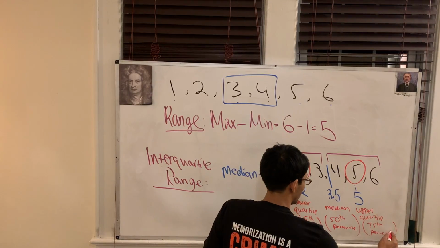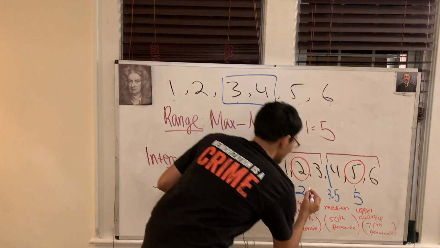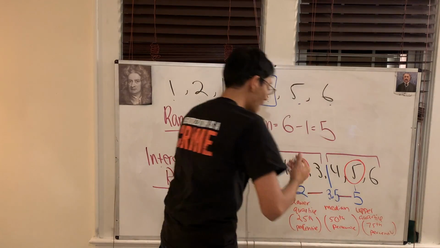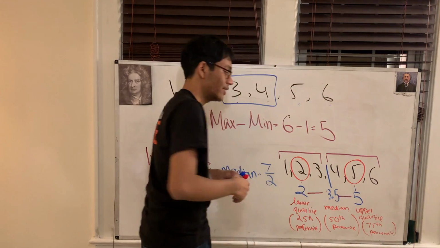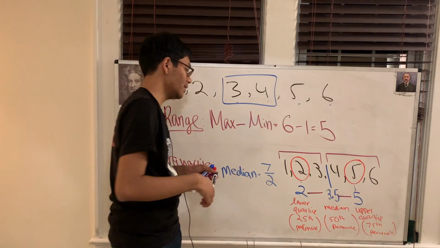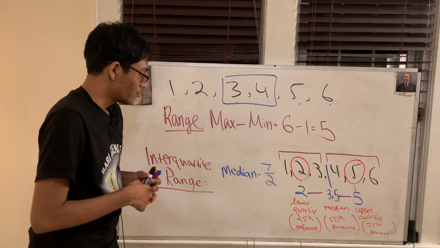So what's going on here? Well, things aren't too bad. What we're really seeing right here is that 50%, the middle half of our data values, lie between 2 and 5. And hey, that should make sense, right? Because only 1 and 6 lie outside of that.